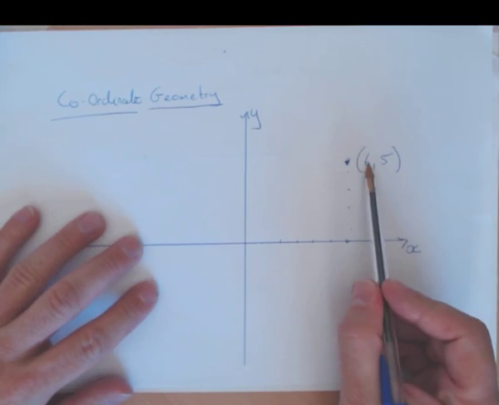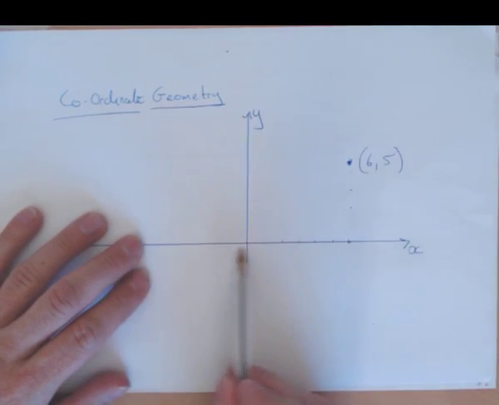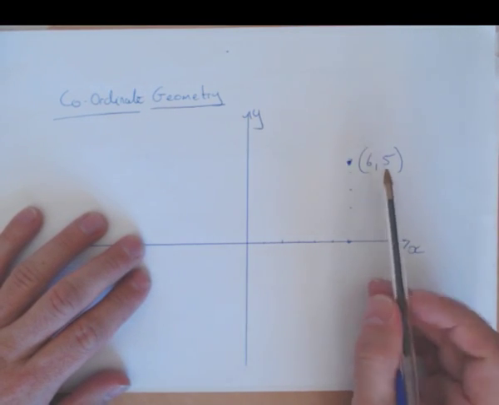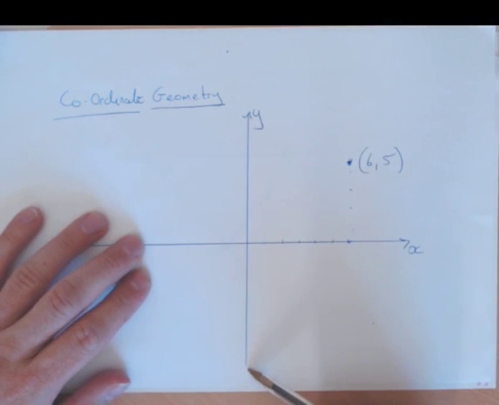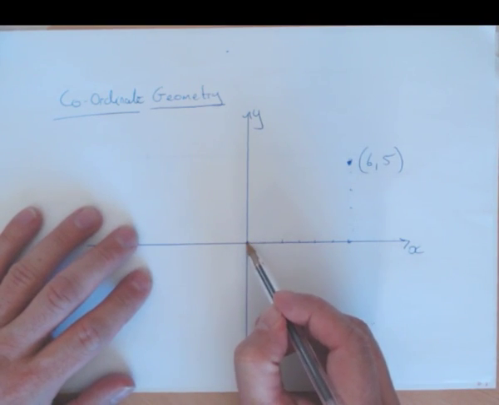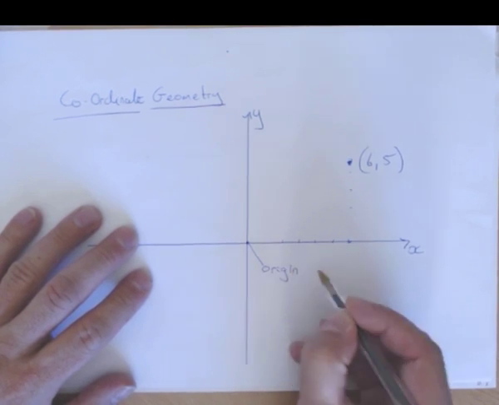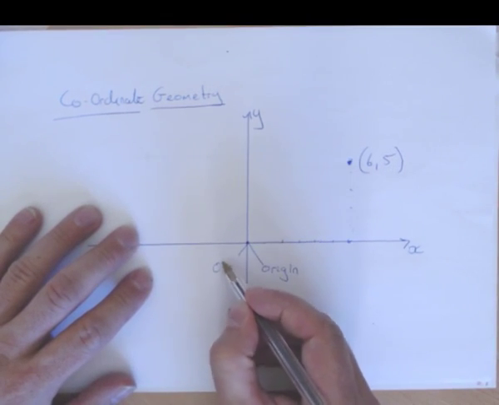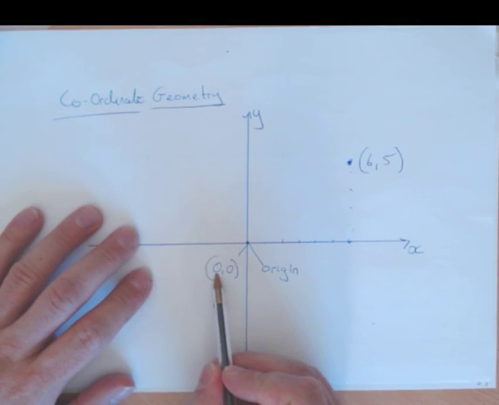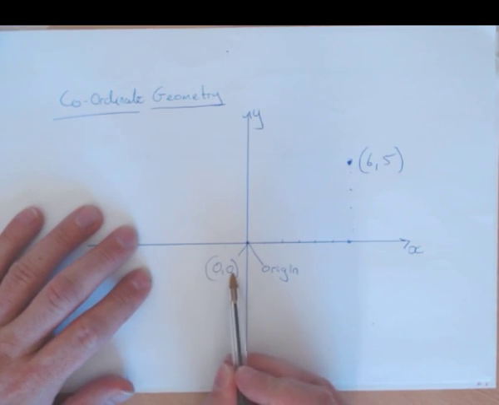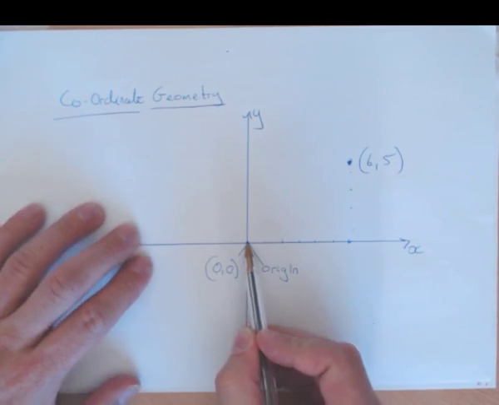The first number tells us how far across, left or right, I go. The second number tells us how far up or down I go. If I always start at the center, this place is called the origin, meaning the place that you start, which is also 0, 0, because you don't go across anything and you don't go up or down anything. So the place you start is 0, 0.